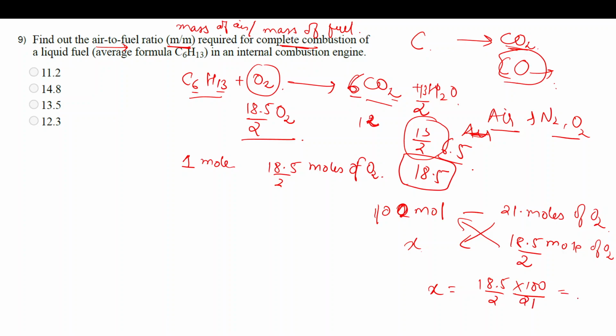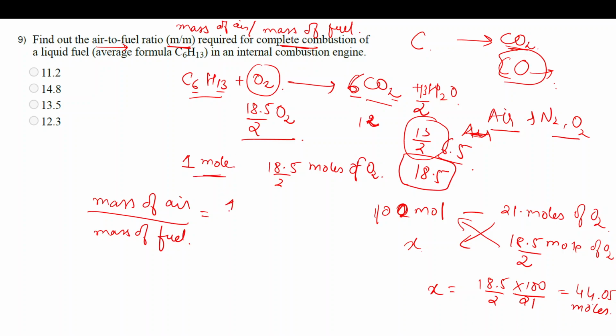So if you calculate this, let me write 18.5 by 2 into 100 divided by 21. It is coming out as 44.05 moles of air will be required. Okay. So now we take the ratio of mass of air divided by mass of fuel. For that you know that 1 mole of fuel requires 44 moles of air.